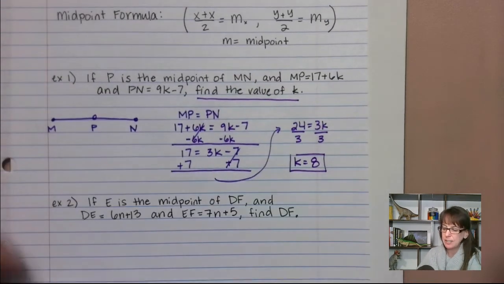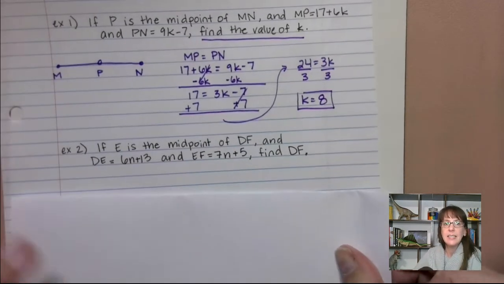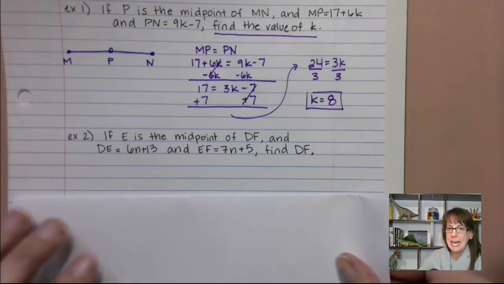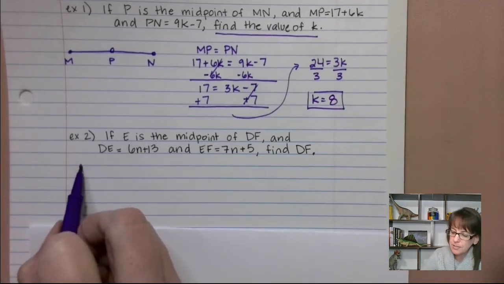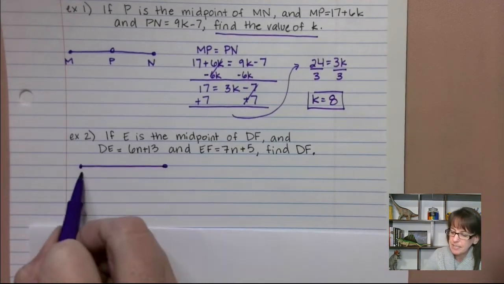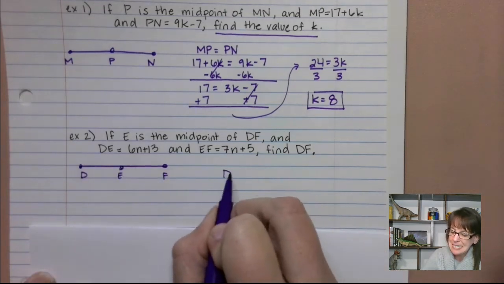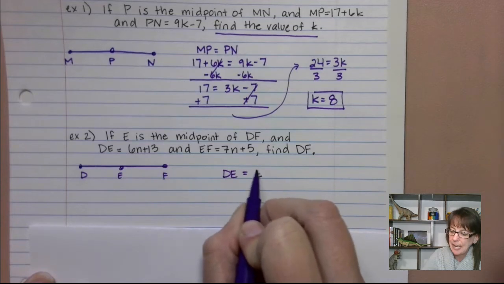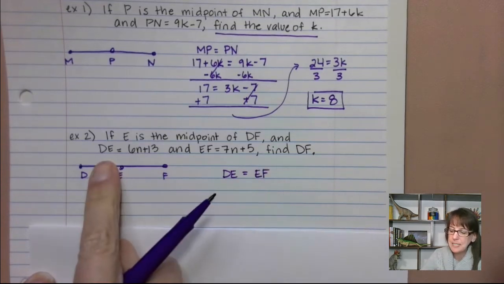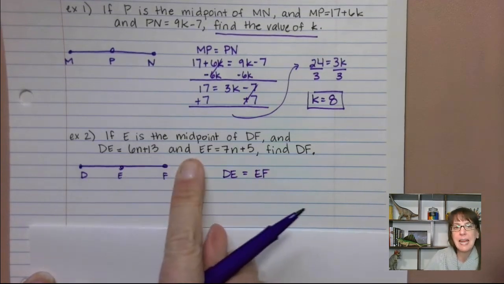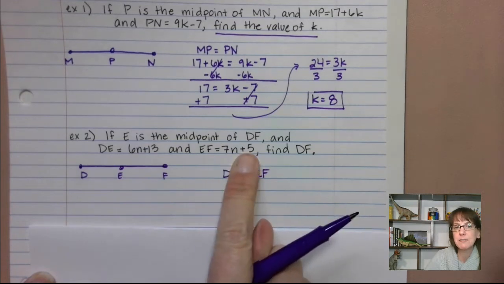All right, let's take a look at this next one. It says E is the midpoint of DF. So let's just sketch that out so we can visualize it. DF, and then we've got E right here. That means DE is going to equal EF. Okay, if DE is 6n plus 13 and EF is 7n plus 5, find DF.